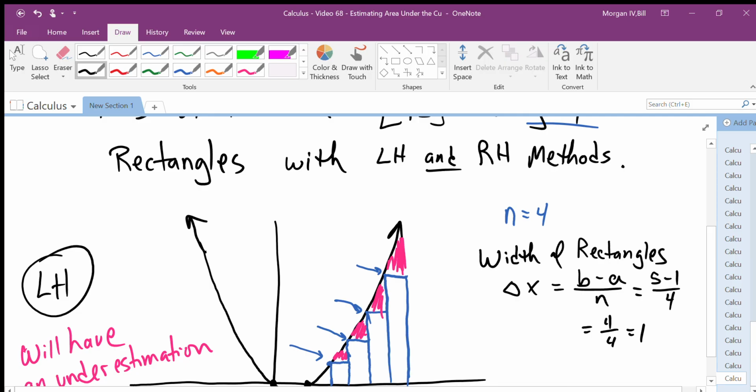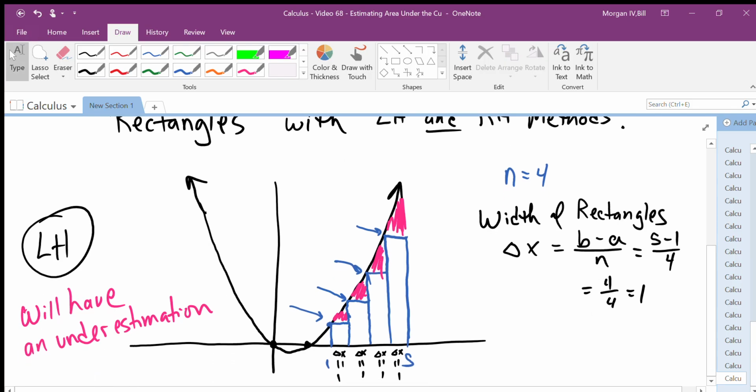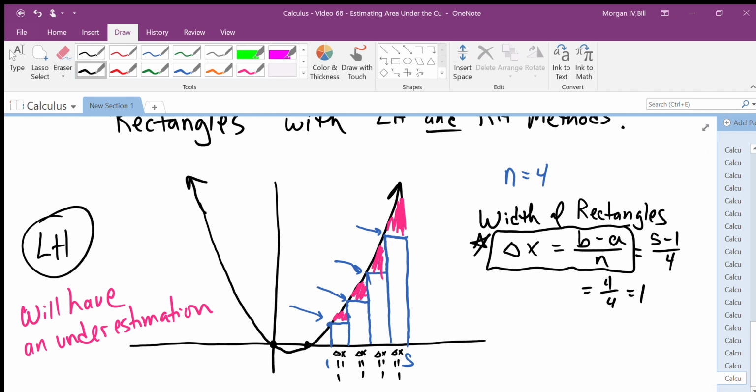So the delta x is b minus a over n. Good to put a star on that. Remember that for future problems where these aren't so easy to just figure out. So we know the width of each rectangle is 1. Now we need the height of each rectangle. The height of the first rectangle will be the function value at the leftmost endpoint.